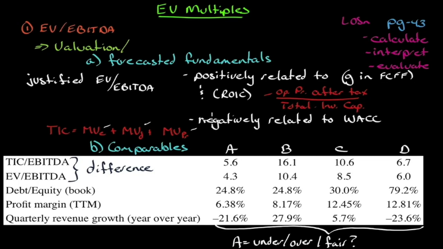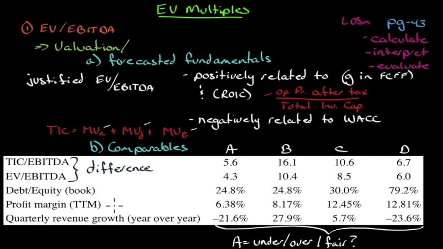And here's what we're going to do when we do comparables right now. A, B, C, and D down here. Here's total invested capital to EBITDA. Here's enterprise value to EBITDA. And then we have our debt to equity, which will show you the difference in financial leverage, by the way. We have our profit margin, trailing 12 months, and we have our quarterly revenue growth. And our profit margin is a huge component of our free cash flow to the firm. And we have our growth, so we know exactly what we're looking at here.